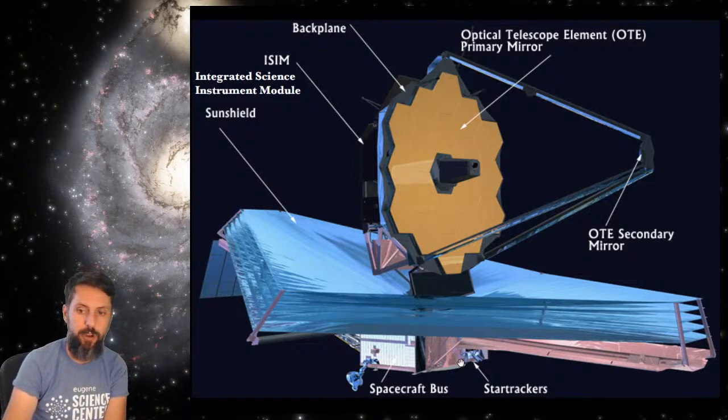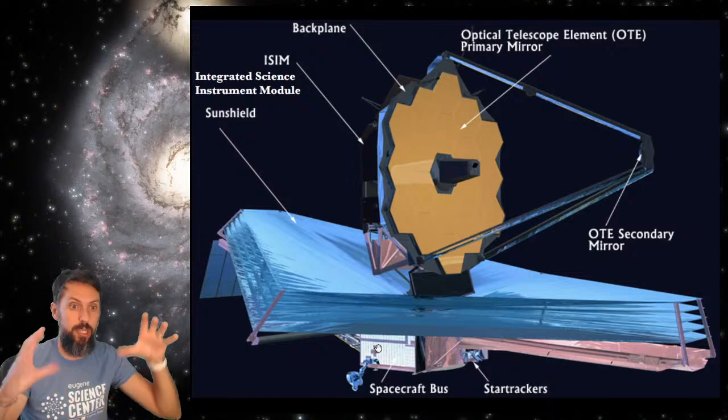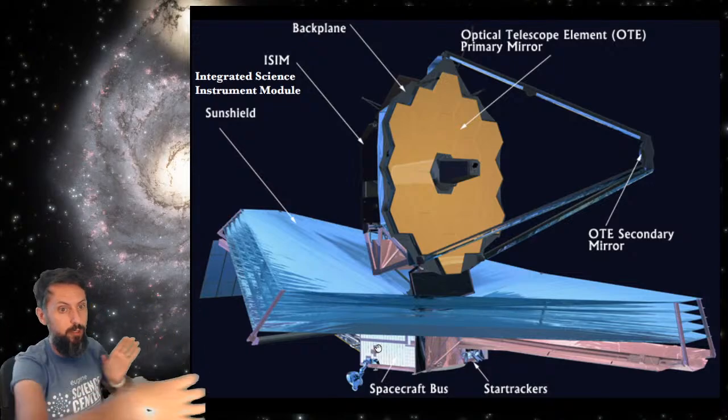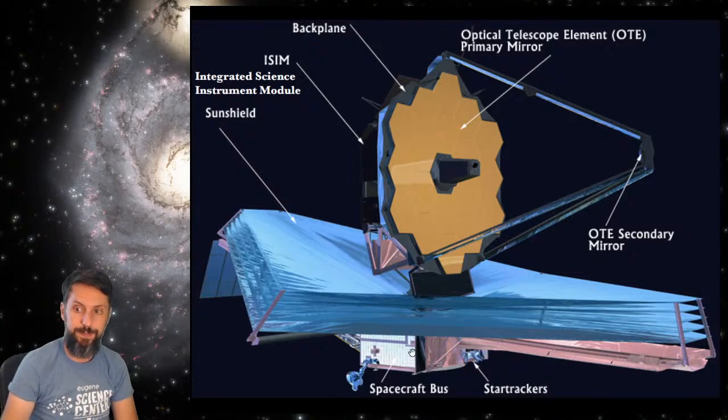Down here is the spacecraft bus, which is all the parts that keep it moving and rotating to where it needs to go in space. There's a little thing on the back here which helps offset angular momentum. And then down at the bottom, there should be a solar panel.